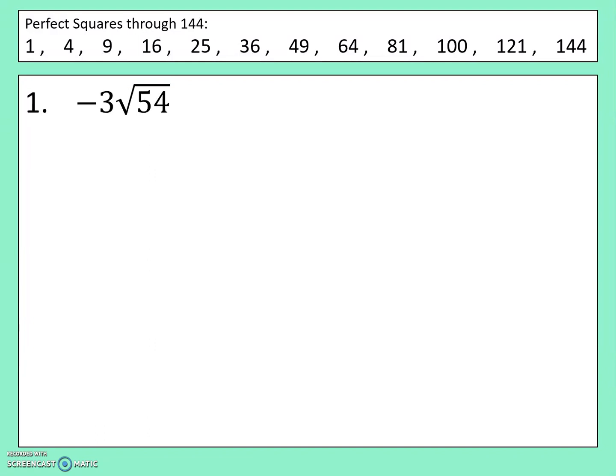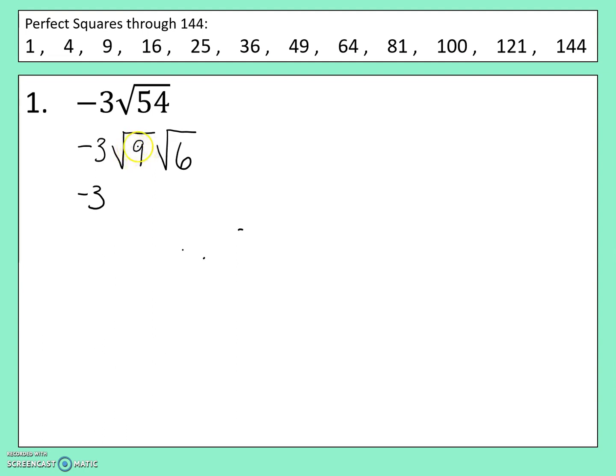For the first example, we have -3 root 54. Now, 54 is not a perfect square, so we know that we have to look to simplify it. So the -3 is just going to be multiplied at the end, so we keep that out front. And then when we break down the 54, we're looking for the largest perfect square that goes into 54. In this case, that is 9. So we split 54 into 9 and 6. The -3 stays out front.